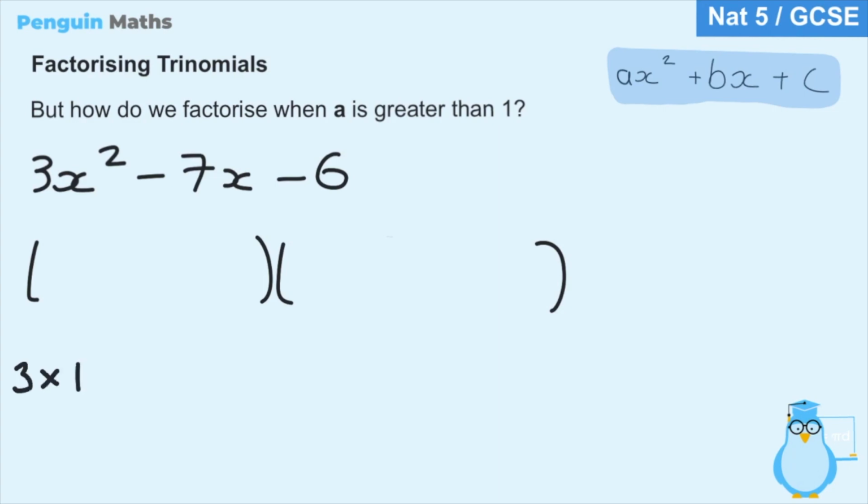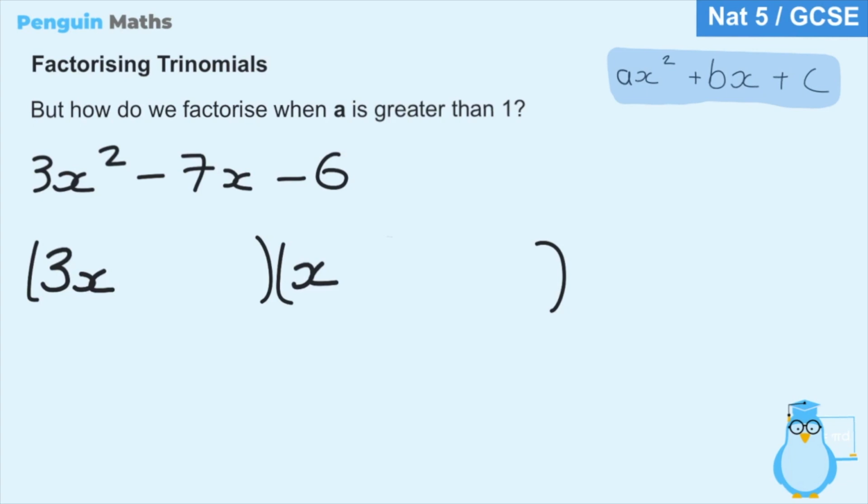So that means straight away we know that the first two terms in the brackets is going to just be 3x and 1x, which we just write as x, because we know 3x times x gives us the 3x squared needed up here. However, this next step is a little bit more tricky.